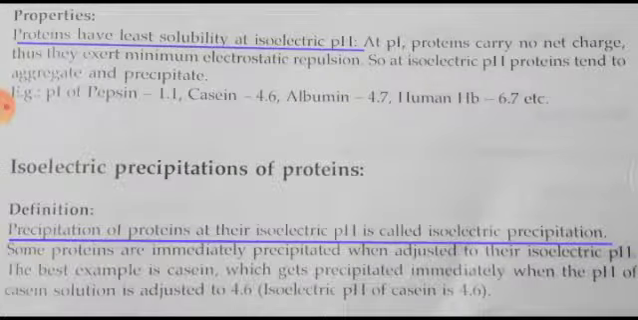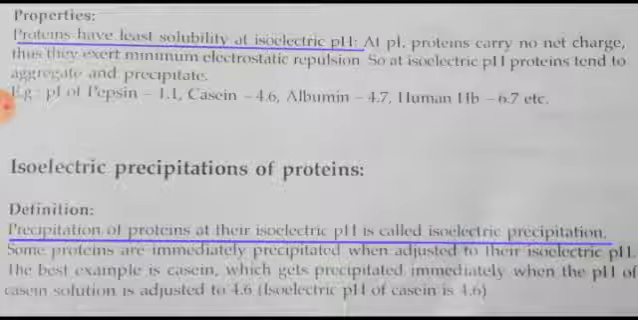Next, related to this topic, there is one more heading called isoelectric precipitation of protein. Precipitation of protein at its isoelectric pH is called isoelectric precipitation. Some proteins are immediately precipitated when adjusted to their isoelectric pH, and the best example is casein, which gets precipitated immediately when the pH of the casein solution is adjusted to 4.6. Isoelectric pH of casein is 4.6. You can see in the above example also it is quoted that the isoelectric pH of casein is 4.6.